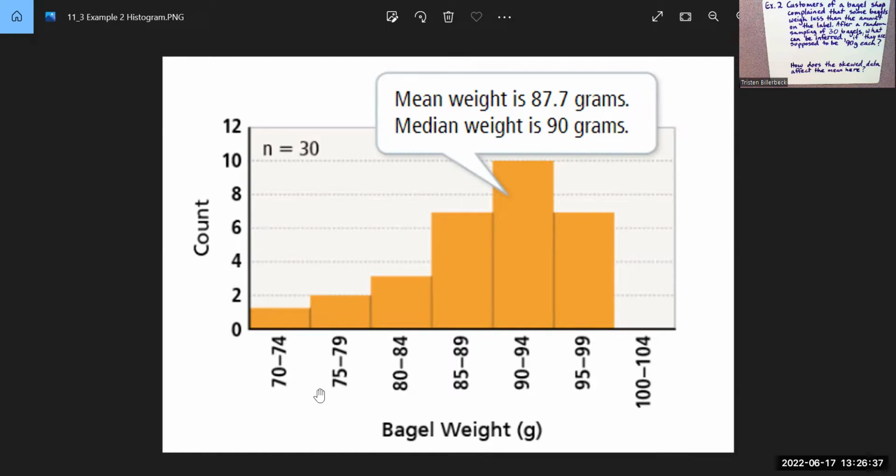There you go. So anyway, here we have the mean is 87.7 grams and the median is 90 grams. So the mean is on the left side of the median. So the tail, the data is skewed left. Okay, so this is not good. This means that the customers have a valid complaint that there's a problem.